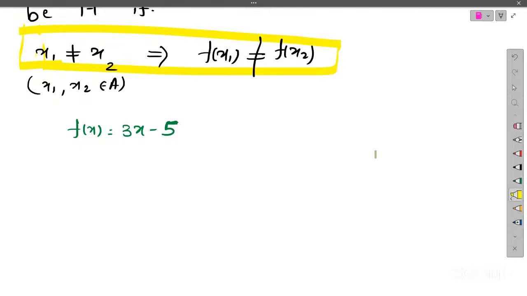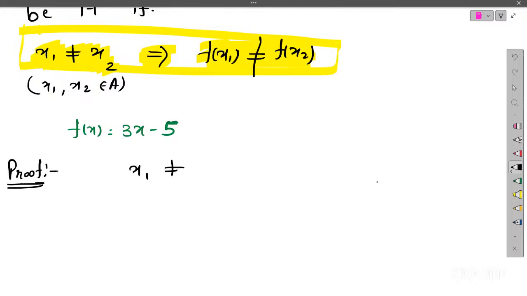So the assumption says if you assume x1 not equals to x2, you should be able to imply f of x1 not equals to f of x2. And if this statement is true, we can say the function is a 1-1 function. So I'll assume the x1 not equals to x2 case. Suppose x1 not equals to x2.